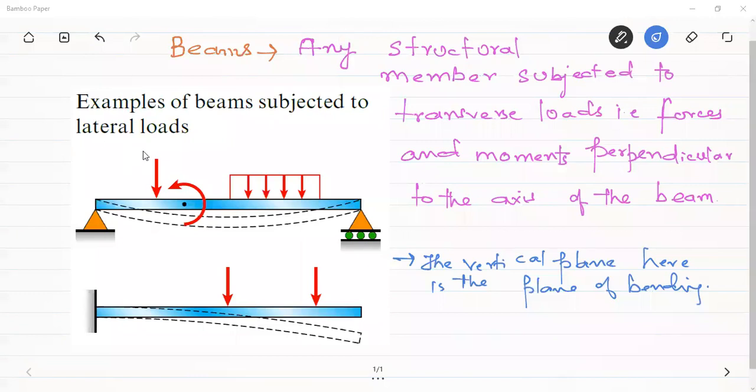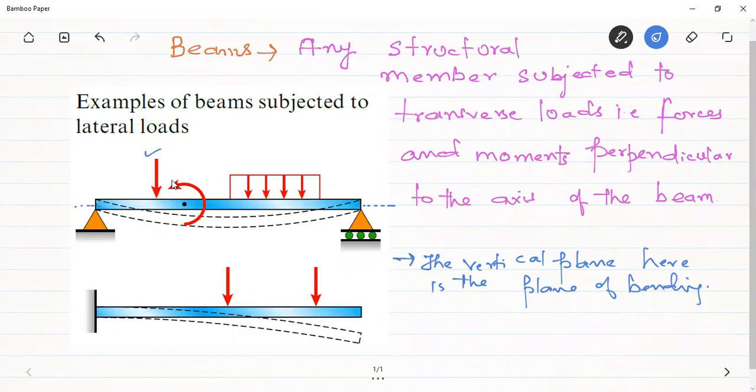If you see this force, first of all, this horizontal line is the axis of the beam. And you can see that there is this force. This force is perpendicular to the axis of the beam. Therefore, it is a transverse load. Similarly, this uniformly distributed load is again perpendicular to the axis of the beam. That is, it is a transverse load.